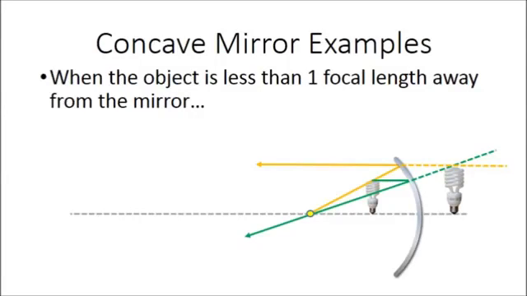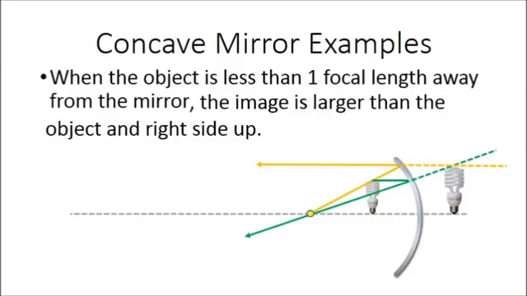So when the object is less than 1 focal length away from the mirror, the image is larger than the object and it's right side up. One everyday example of this would be makeup mirrors. If you look in a makeup mirror, generally your face is magnified. You look bigger. And that's because you hold it at less than 1 focal length away from your face.